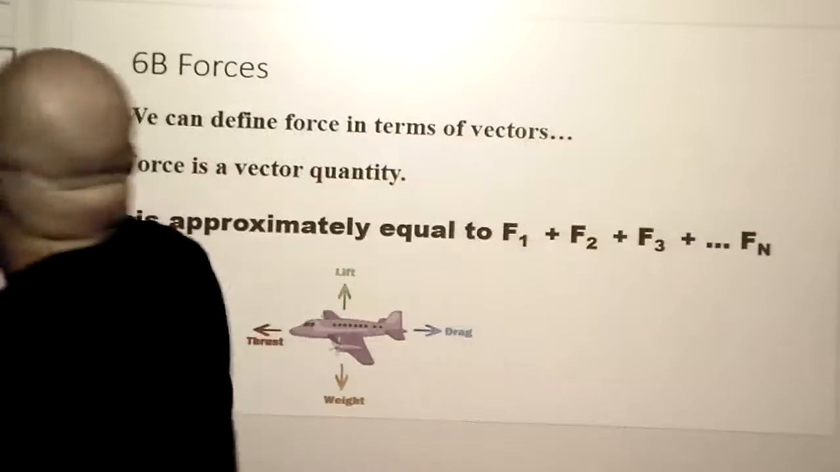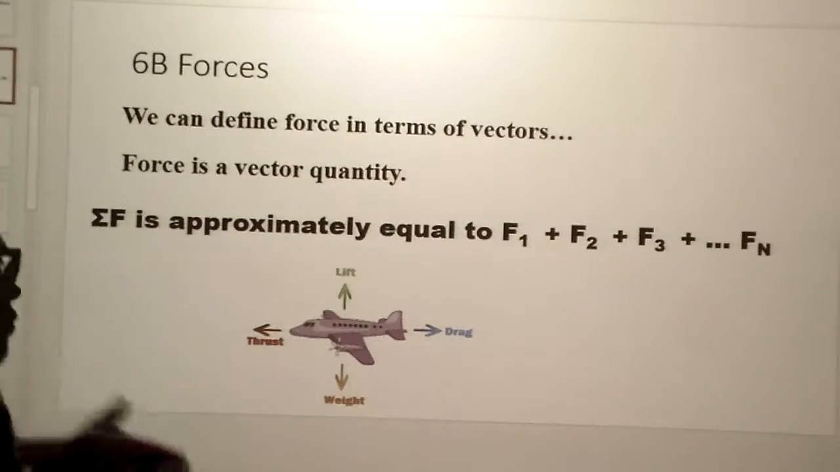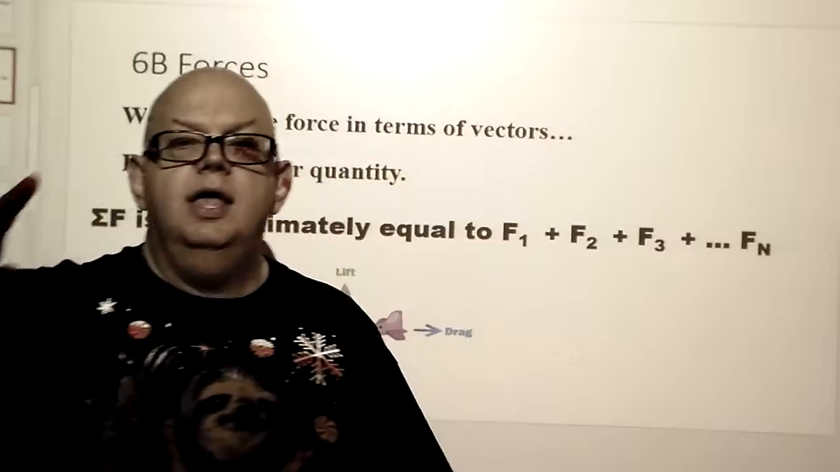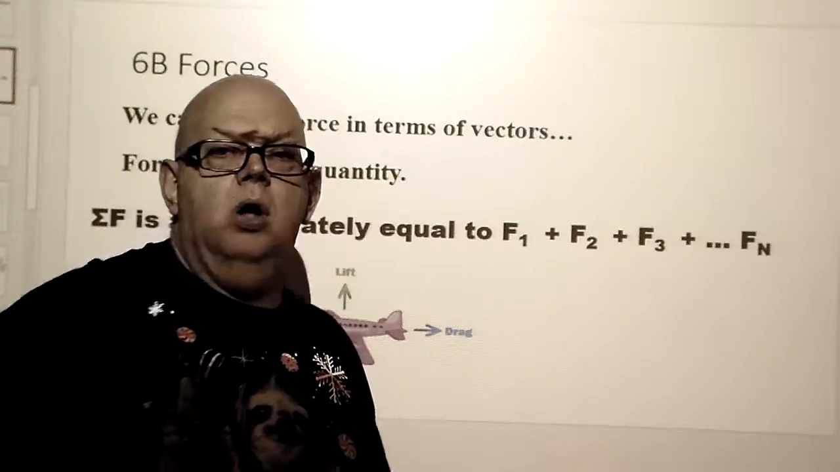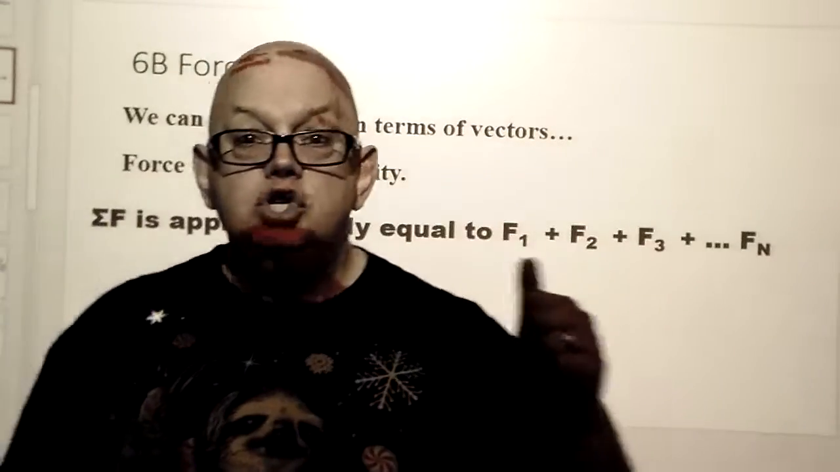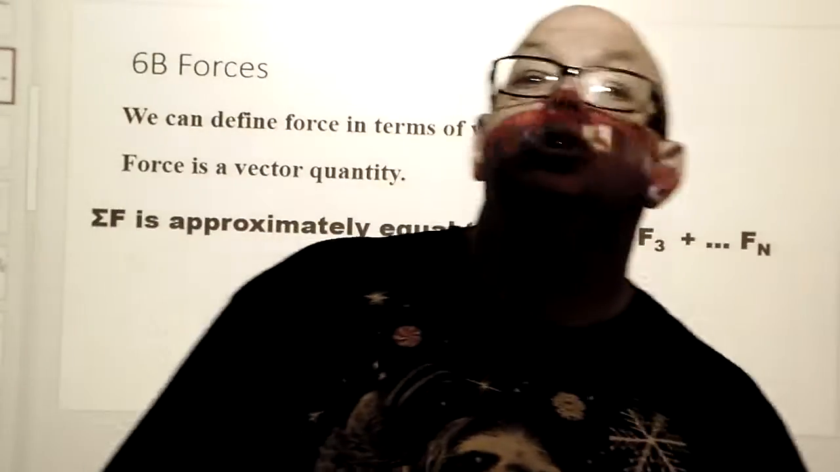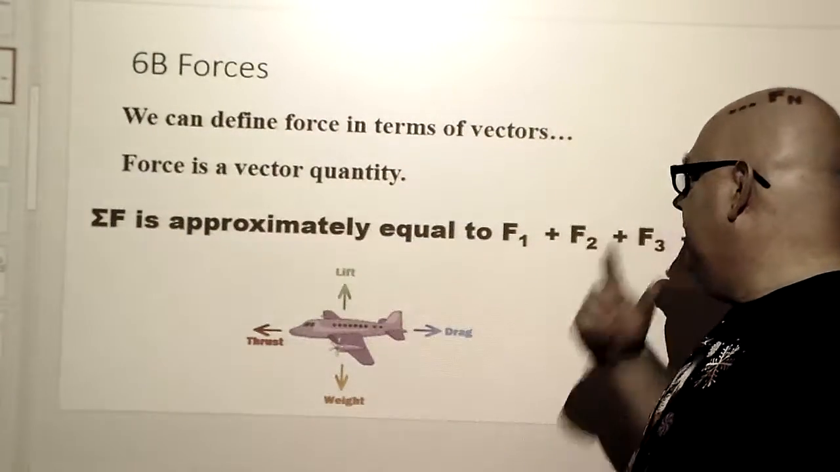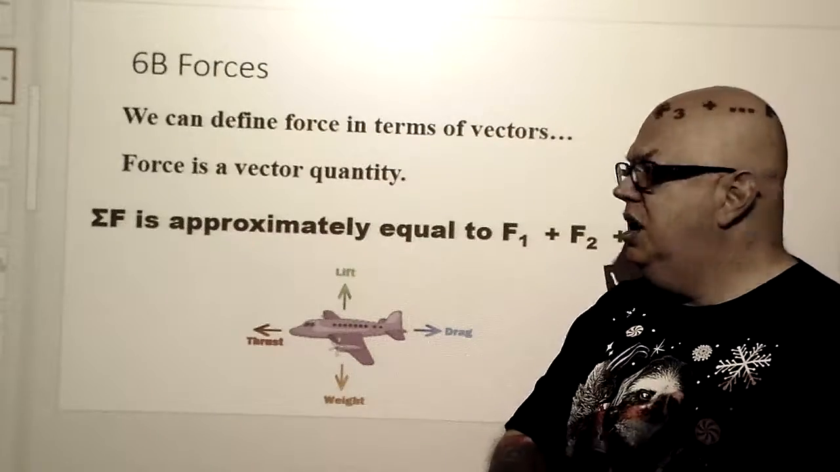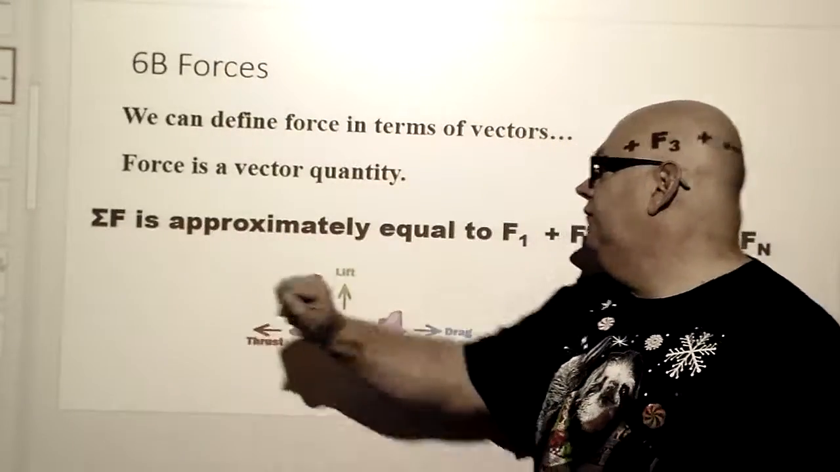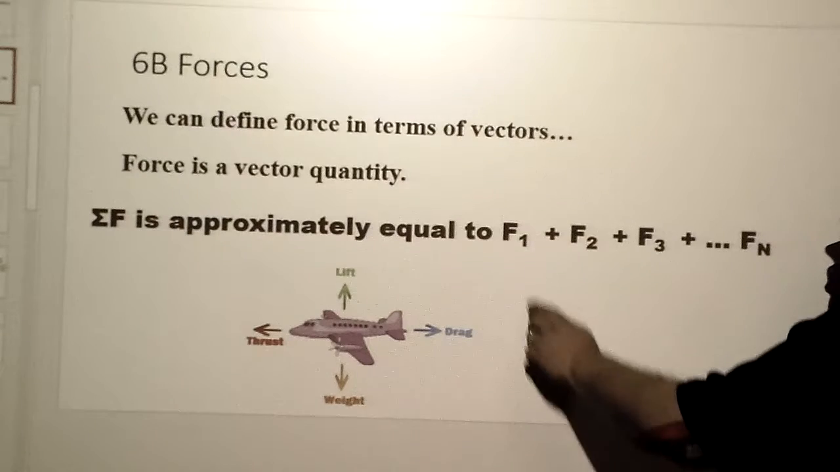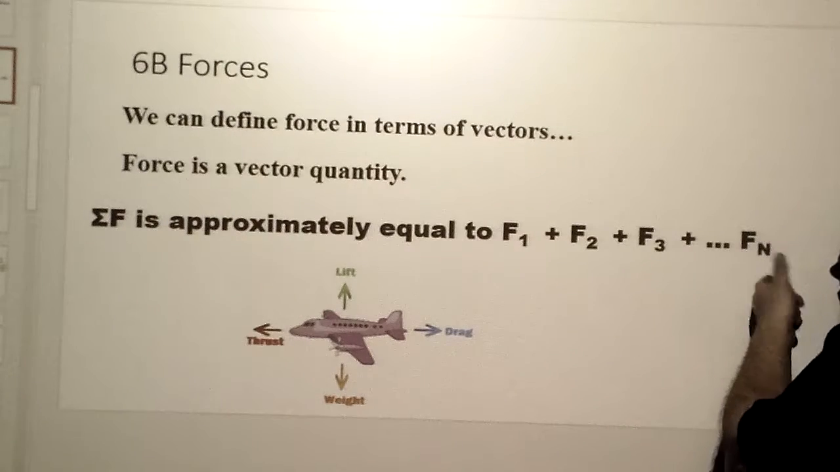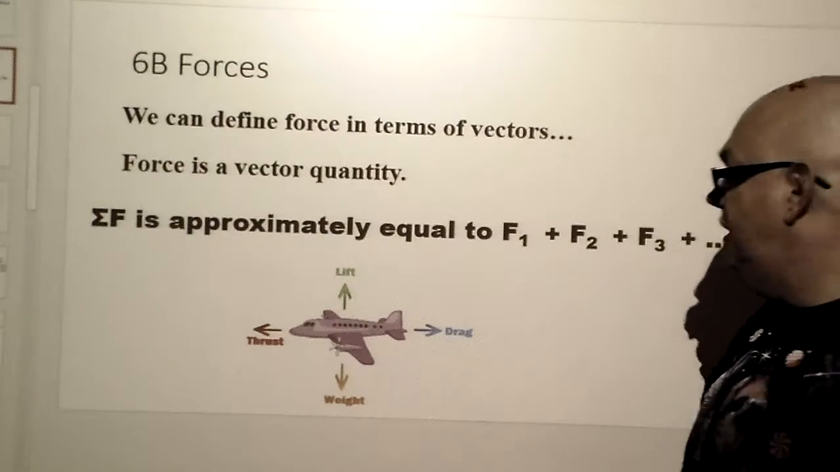Okay? And with that, we can look at force in terms of vectors. Now remember, a vector is kind of like that funny looking little arrow that has a direction and a magnitude. So force is a vector quantity. So when we look at the forces on an object, it's the summation of all the forces, which is equal to force 1 plus force 2 plus force 3 plus force n, however many forces are acting.